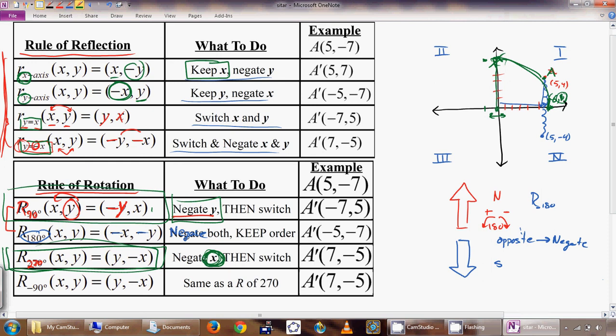Once again, I think the rules are the best way to remember it. You can play around, if you have spare time, with a few points and rotating them.